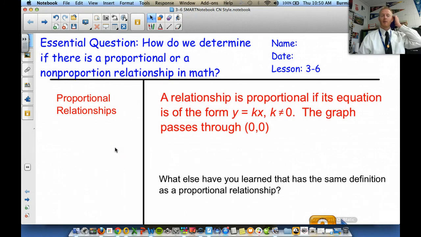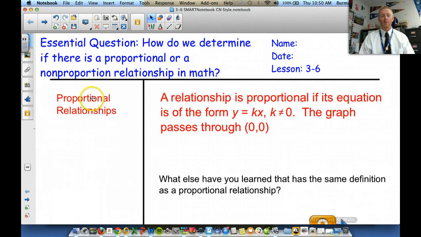All right, ladies and gentlemen, we are talking today about lesson 3.6. 3.6 is proportional and non-proportional relationships. And the big question of the day is, how do we determine if there is a proportional or a non-proportional relationship in our math equations?